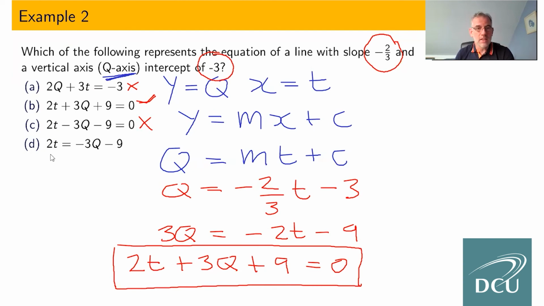And then the last one, 2t equals minus 3q minus 9. To get to that form, I would leave the 2t on its own and have everything else on the right-hand side. So if I take that equation and I subtract 3q from both sides, and I subtract 9 from both sides, sure enough, I get the form of item D there. So 2 of these equations describe the equation of the line that's mentioned there.